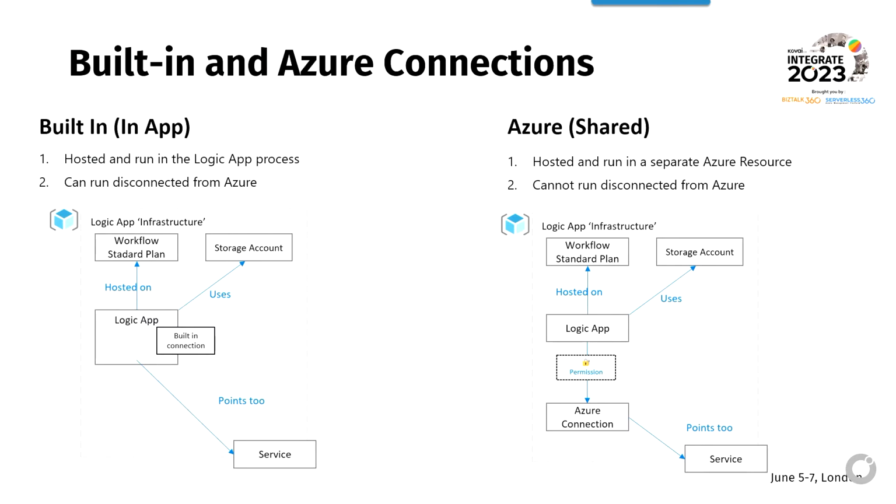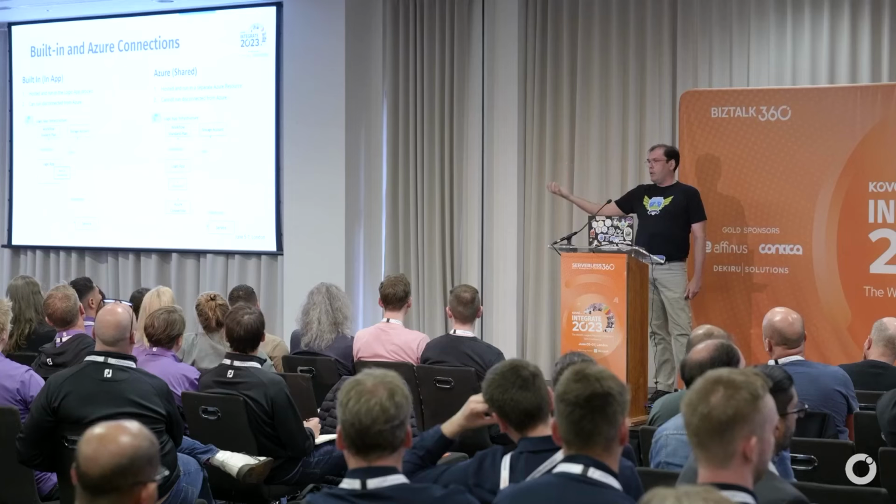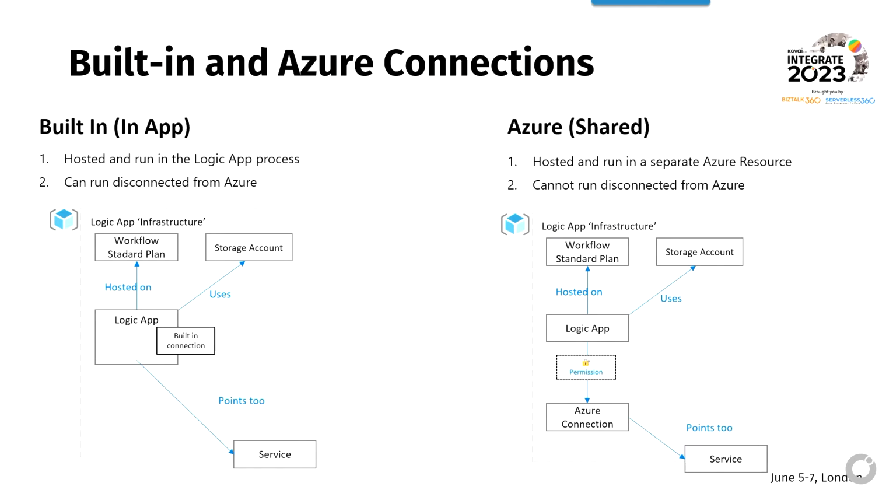Before, every single one of those connections was yet another Azure resource running outside of the Logic Apps application, and because of that, it was not able to use the same components or the same process that you had in Logic Apps. Now you have the ability to take that connection and run it in process with the rest of your Logic Apps. So that's what a built-in connection is. It's hosted and runs inside the same Logic Apps process as the rest of the workflows that are running. What is the advantage of that?